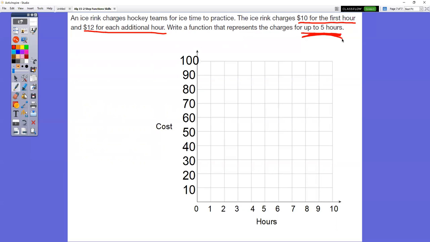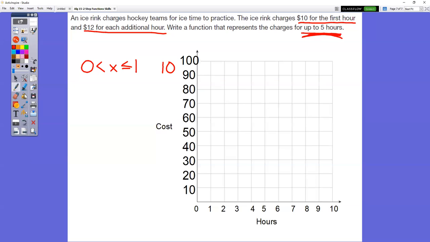If you're having a hard time getting started, let me start this first one for you. All right, in between zero all the way up to 1 hour. So if you're renting it for zero, you're not going to pay anything because you're not renting it. That's why we don't have the or equal to with the zero. But anywhere up to 1 hour, so if you rented it for a half an hour, 45 minutes, all the way up to 59 minutes, 59 seconds, including 1 hour, right? It includes 1 hour. So your first hour, you're paying $10.